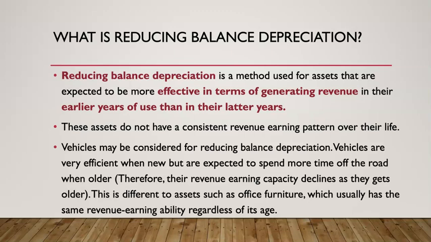This is different to assets like office furniture in the previous video, which usually has the same revenue earning ability. Again, most questions would tell you which method to be used, but if you're asked a question about which is the most appropriate, or when should you apply reducing balance and straight line, these are things to be considering. How constant or consistent is the revenue earning pattern of this asset?